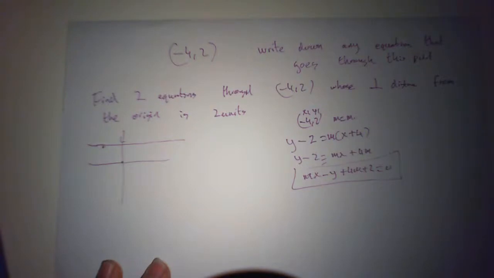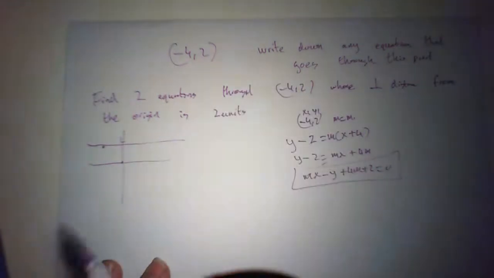Definitely one would go that way, because that would definitely give you a 2, and that would just be y equals 2. That'd be an easy one. Okay. Now the other one, y is equal to 2.